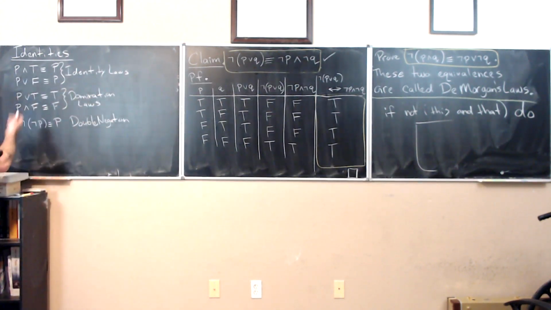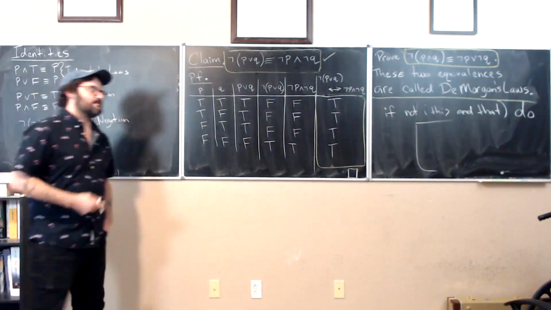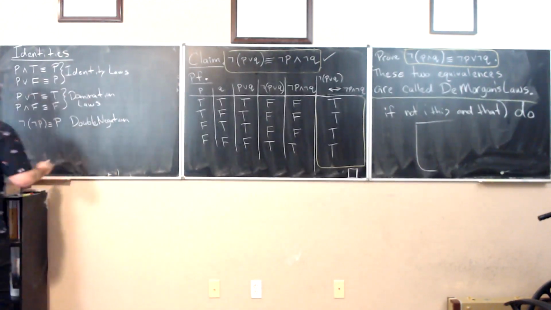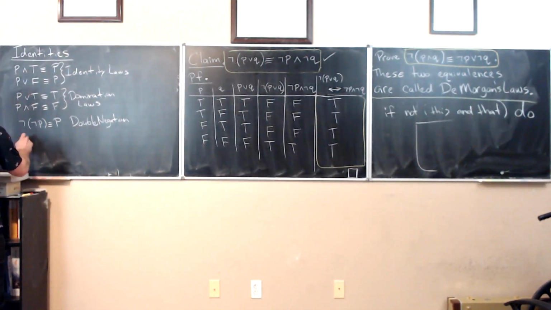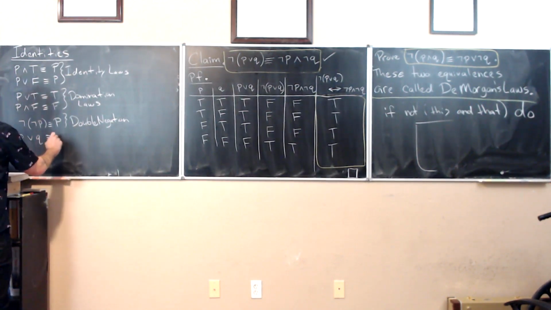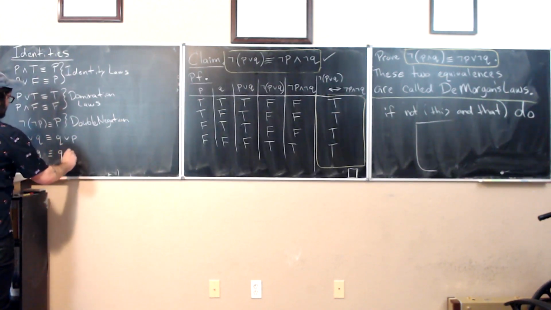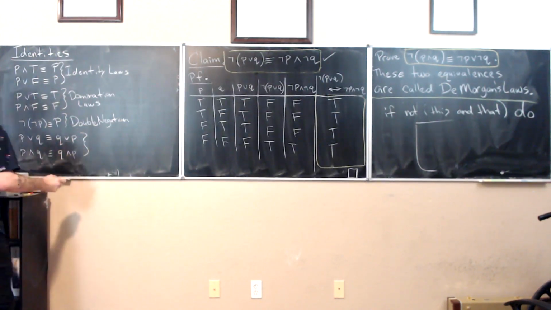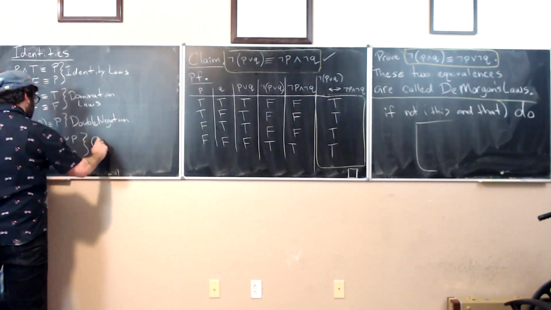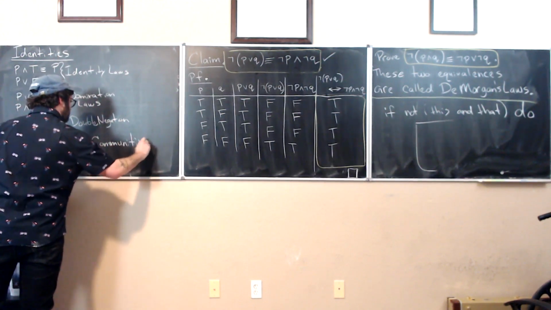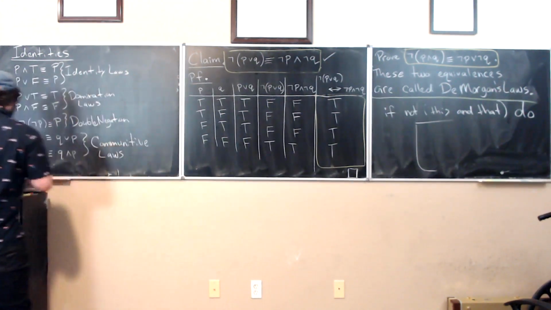Okay. And then there are also commutative, associative, and distributive laws in that table. I'm going to write them down because I'll use them in a moment. P or Q is logically equivalent to Q or P, and the same thing for the conjunction: P and Q is logically equivalent to Q and P. So these are called the commutative laws, just like in basic arithmetic.